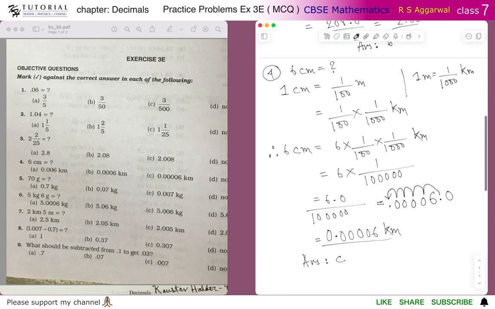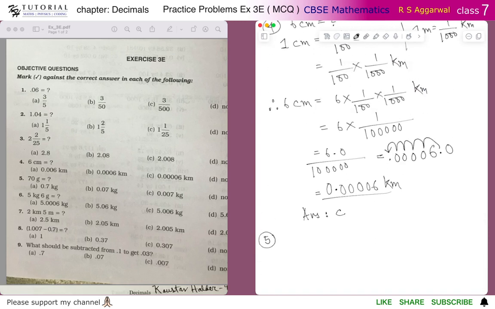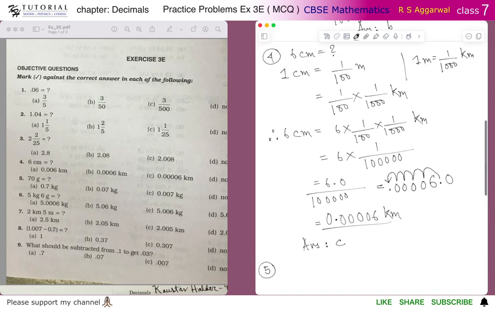I hope this problem was clear, the way I solved it. Okay, let's do problem number 5. If you find any difficulty in understanding the way I am solving it, any steps or any concept I am discussing, please do let me know in the comment section. I will be pleased to discuss with you.